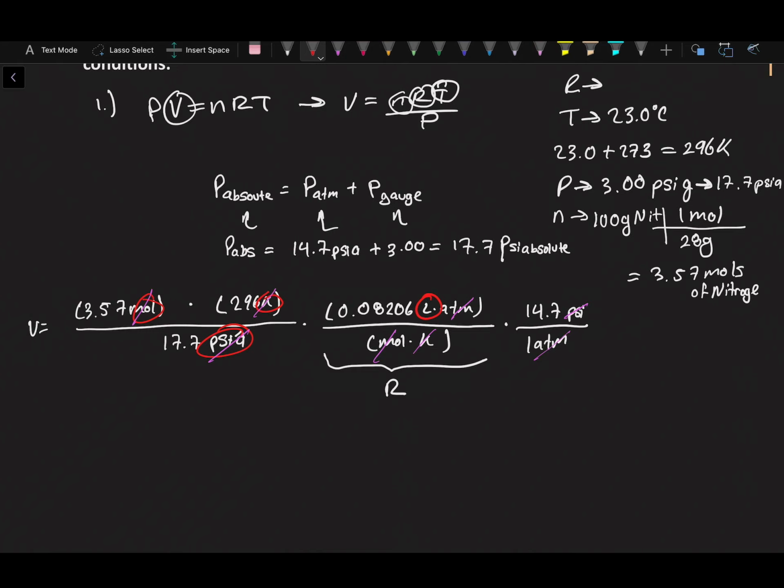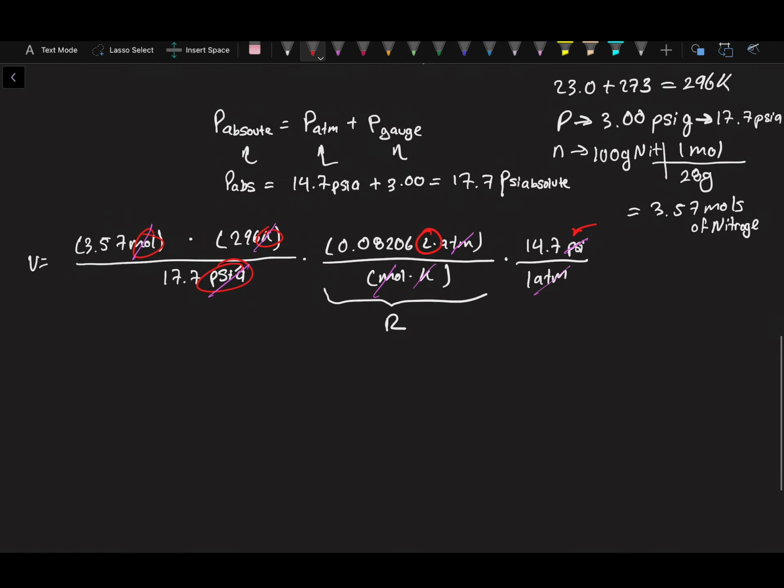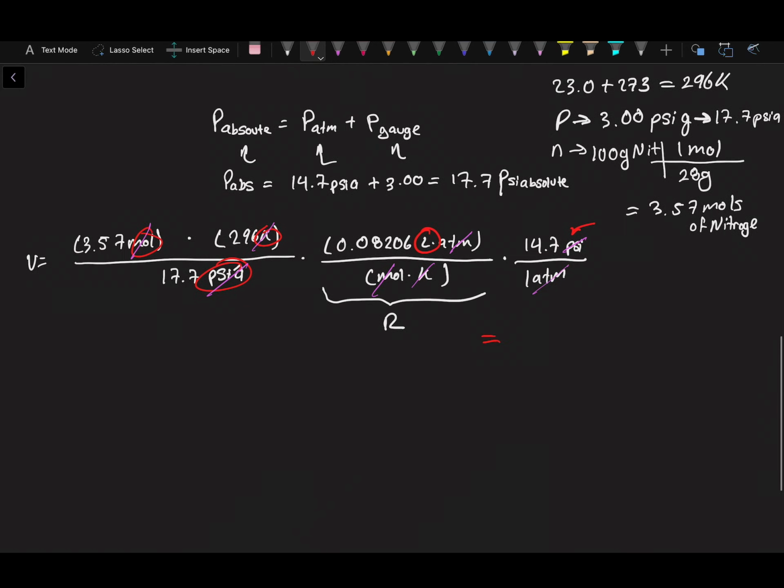Now keep in mind, this psi here, your textbook or your chart might say it's psi. It's also equivalent to psi absolute. Whenever they give you values for psi, they're typically psi absolute unless otherwise specified. But it's always good to double check what your book is giving you: psi gauge, psi atmospheric, or psi absolute. Now, if we simplify this into our calculator, we get the following value. 72.0 liters. And that's our final answer.